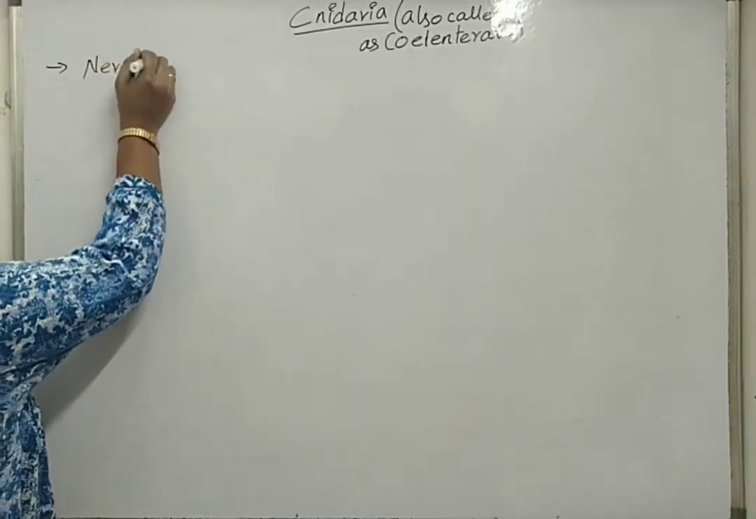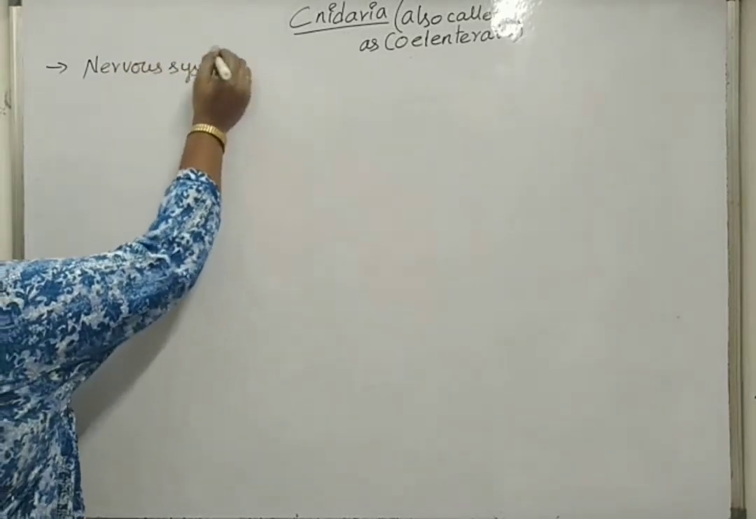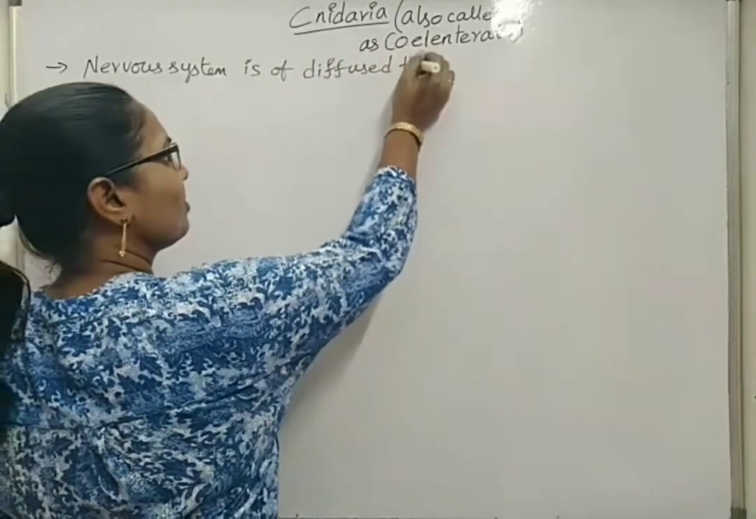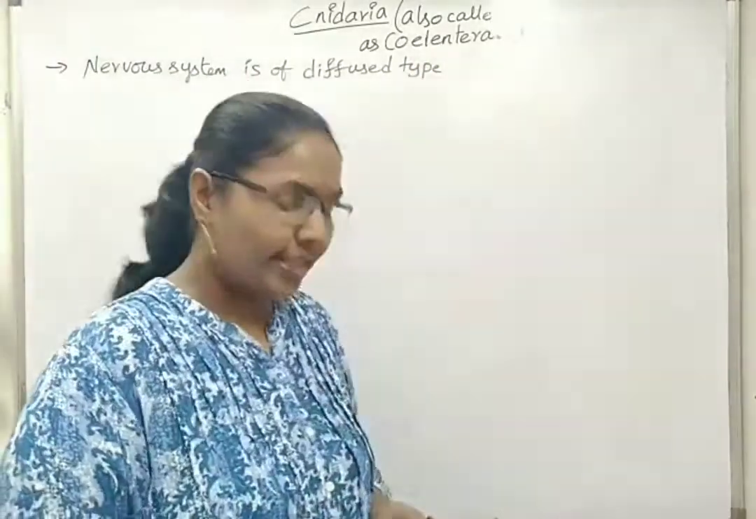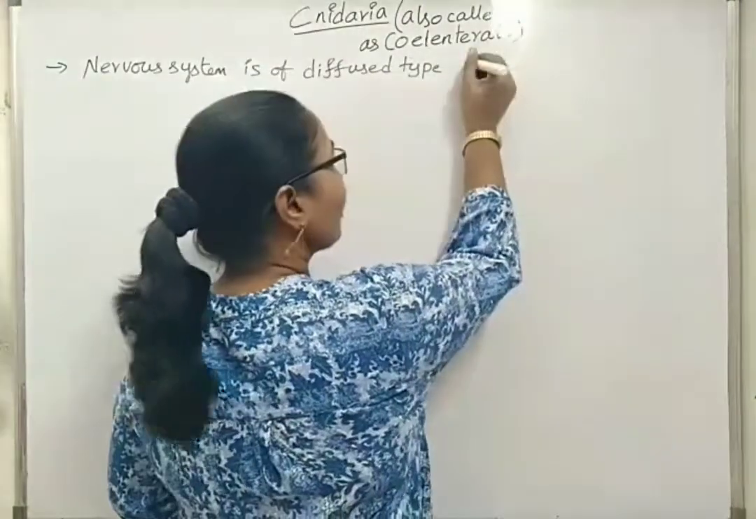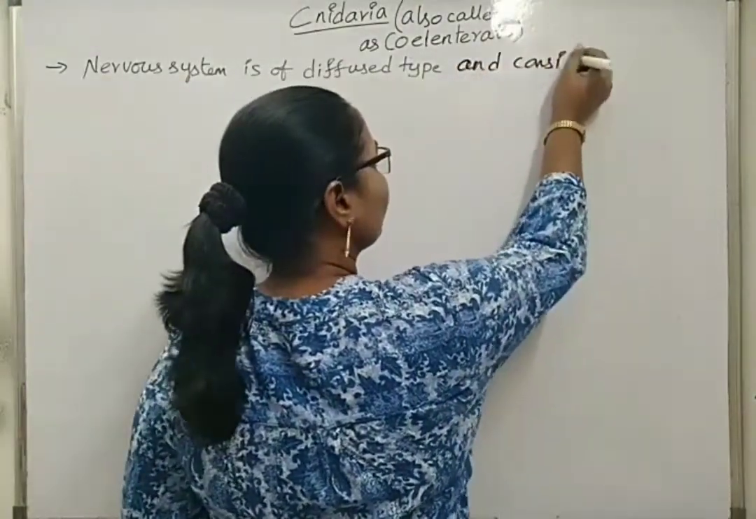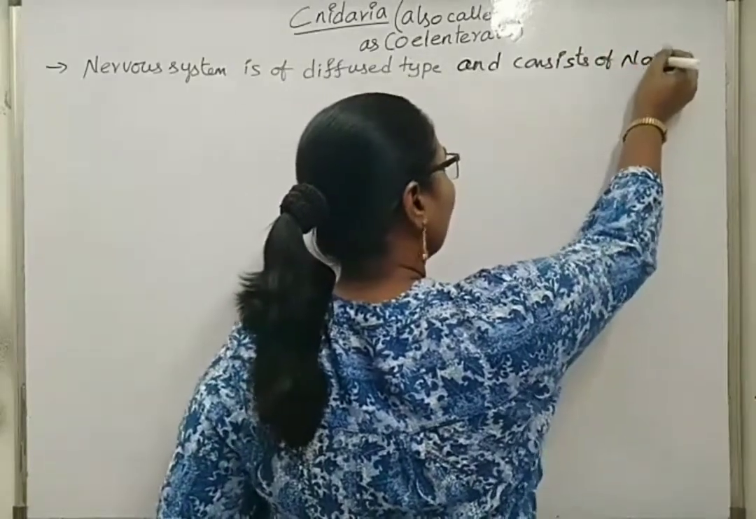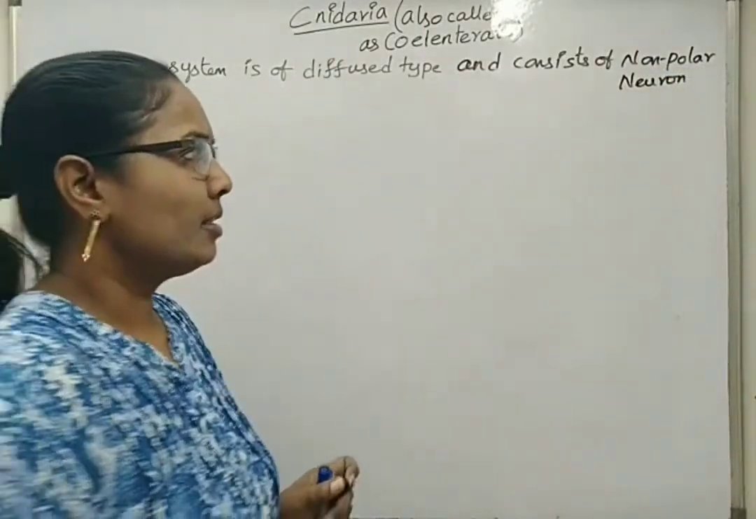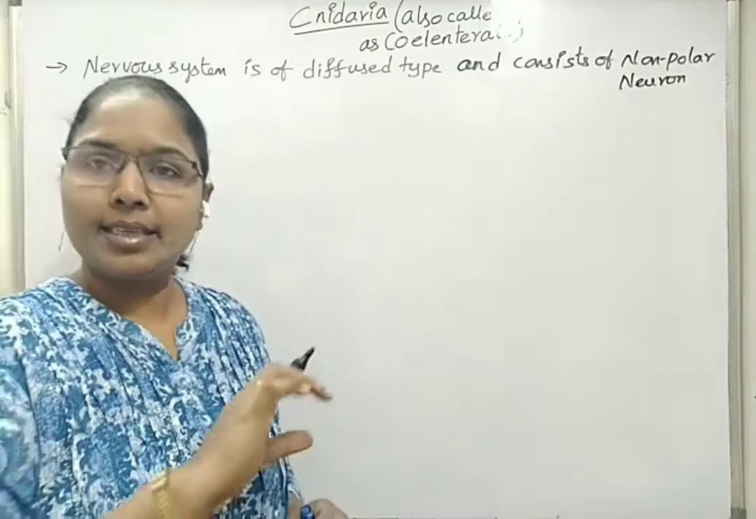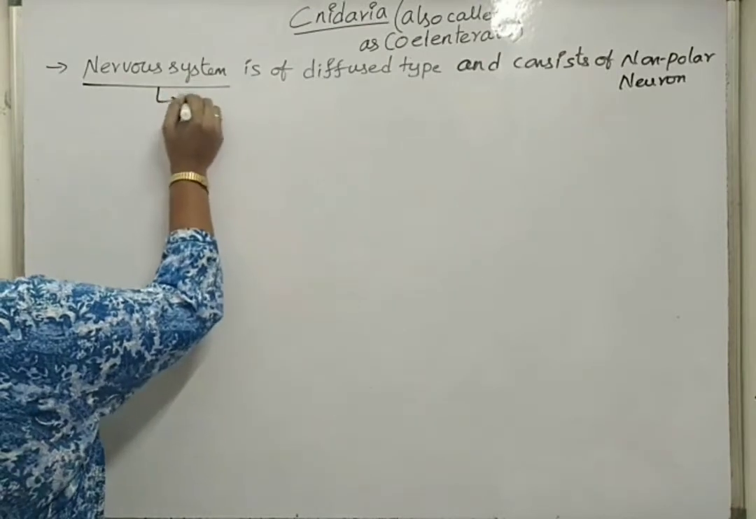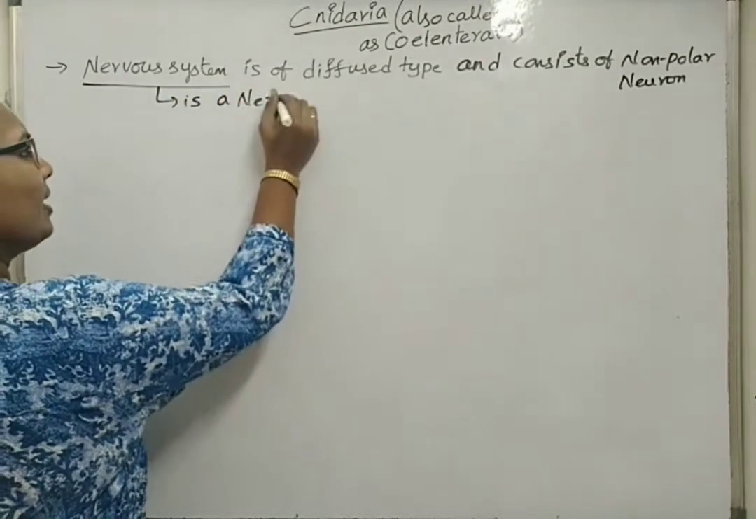Nervous system is of diffused type. The nervous cell in case of Hydra is called non-polar neuron, diffused type. Because of the presence of non-polar neuron, the complete nervous system appears network-like. So nervous system is a network-like arrangement.